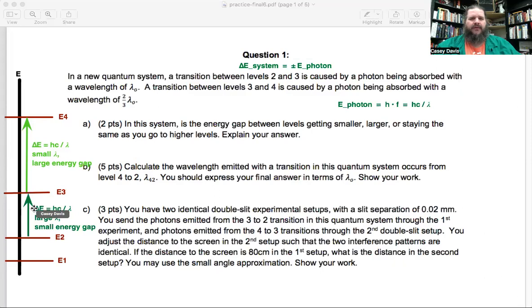Whereas if you're low down, it's going to take only a small gap to get to the next level. So this is going to behave more like the particle in a box model with these small gaps at the bottom and larger gaps as you go further up, as opposed to the hydrogen-like atom model, which has larger gaps at the bottom and then smaller and smaller gaps the further up you go. Any questions on that so far?